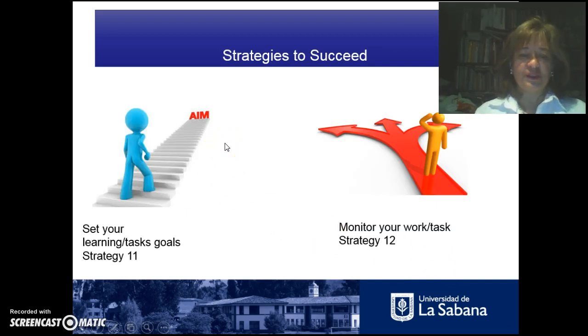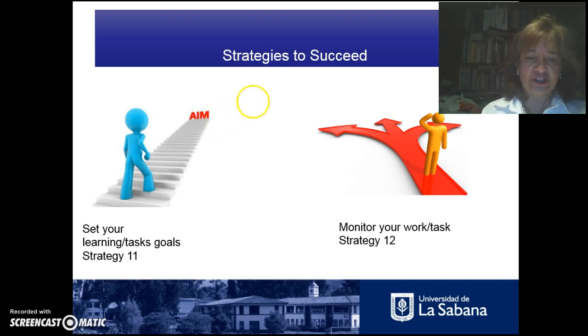As we usually do in our sessions, I give you some strategies to succeed. One of them is setting your learning goals or setting your task goals. Remember that you are learning, but you are also developing a work, and this work is research. So that is our strategy number one.